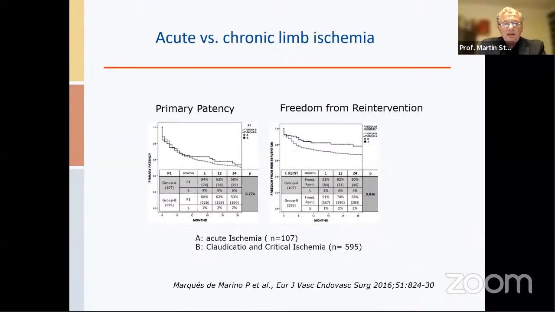So what are the results now? If you compare acute ischemia and critical ischemia or claudication, this was put together here. That means the really acute cases or the chronic cases, you can treat them both, no matter how you treat. The treatment modalities have similar, comparable results. And it seems that acute ischemia even has better results if you consider freedom from re-intervention. That means it is very important to make a complete revascularization with whichever method you choose.